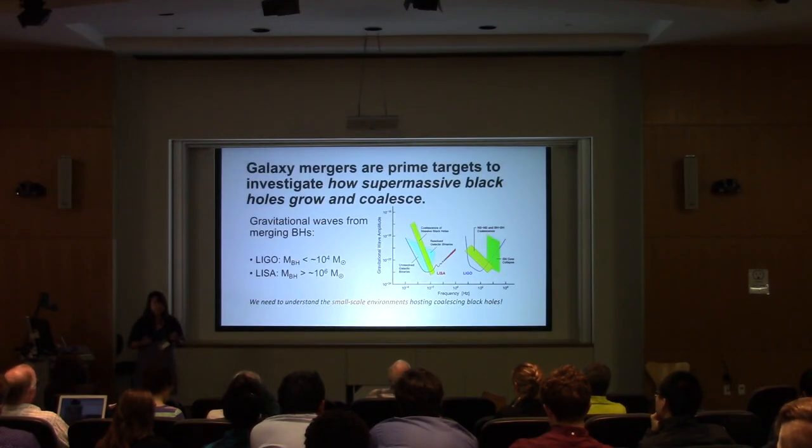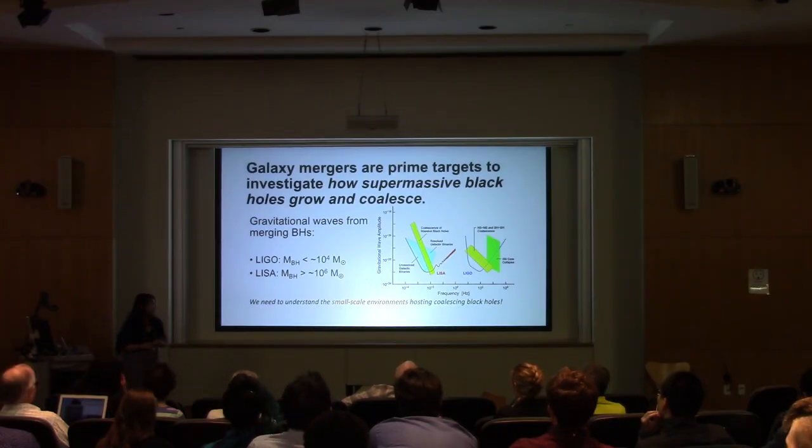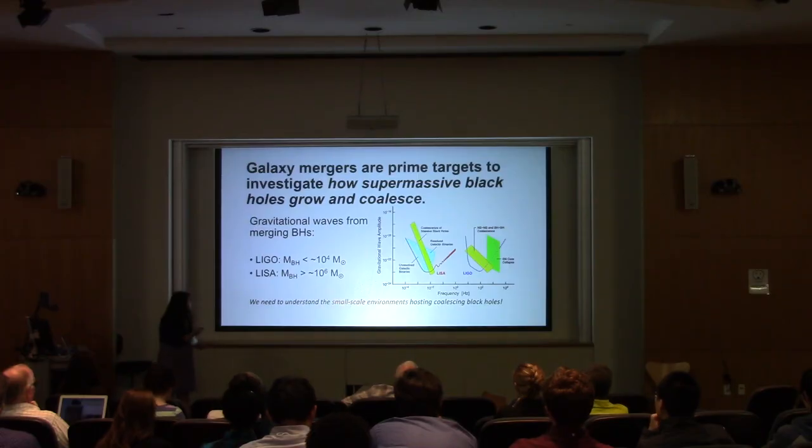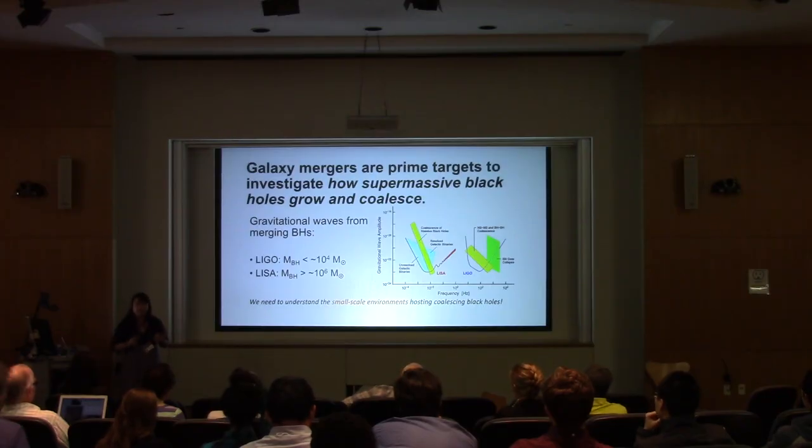And of course, the recent buzz from the gravitational wave observations will get us excited about merging supermassive black holes. So LIGO is more sensitive to the coalescence of neutron stars and stellar mass black holes, but its successor, LISA in space, is going to be sensitive to the coalescence of supermassive black holes that are more in the range of the masses that I'll be talking about. So really, to understand all this, we need to understand the small-scale environments in which these coalescing black holes are being hosted.